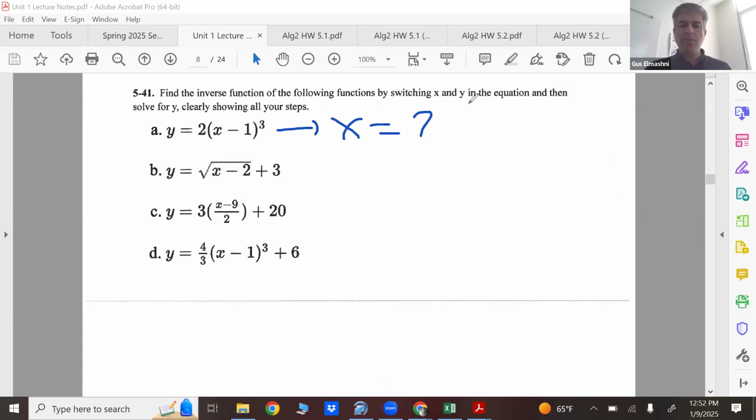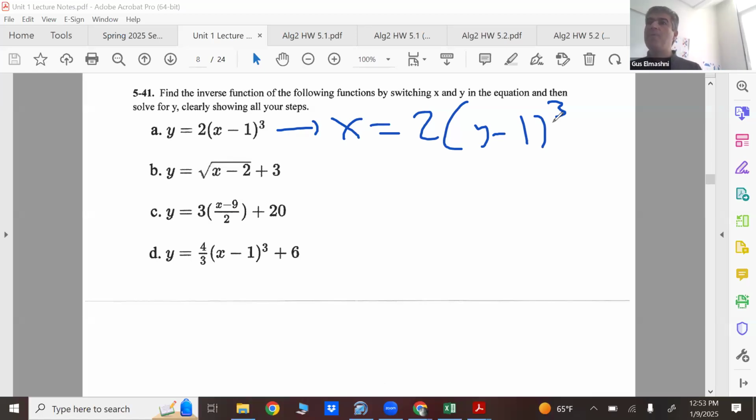X equals 2y minus 1 cubed. So that's the first step. By the way, on a homework quiz or on a test, that'd be worth 1 point, doing the swap. So you guys see how I just swapped them, right? Then the next step is to solve for y.